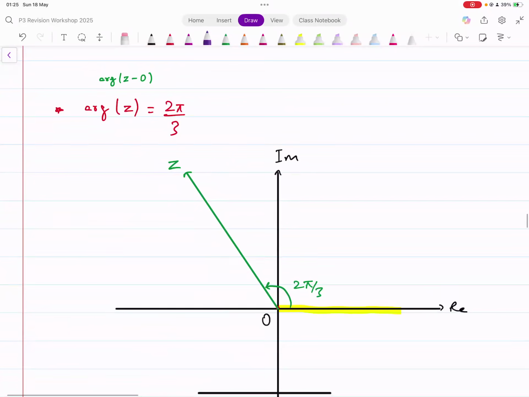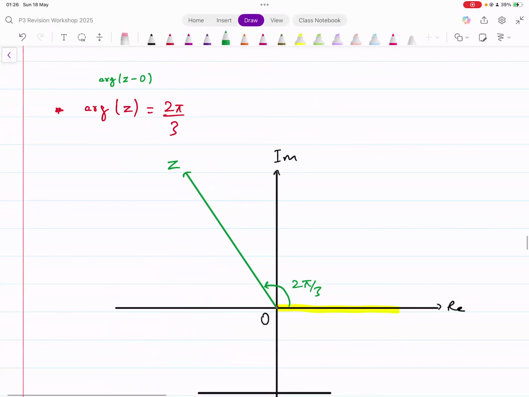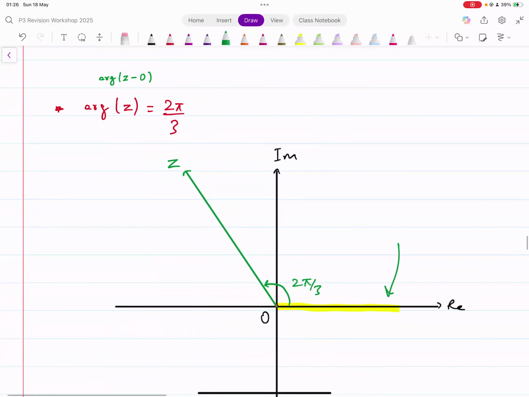What about argument? This is another locus that you have. Argument of z equals 2 pi over 3. This is the third type of locus that you can have. z is a number such that its argument is 2 pi over 3. Now, where is argument going to be measured from? From the positive x-axis, right? That's where you measure argument from.